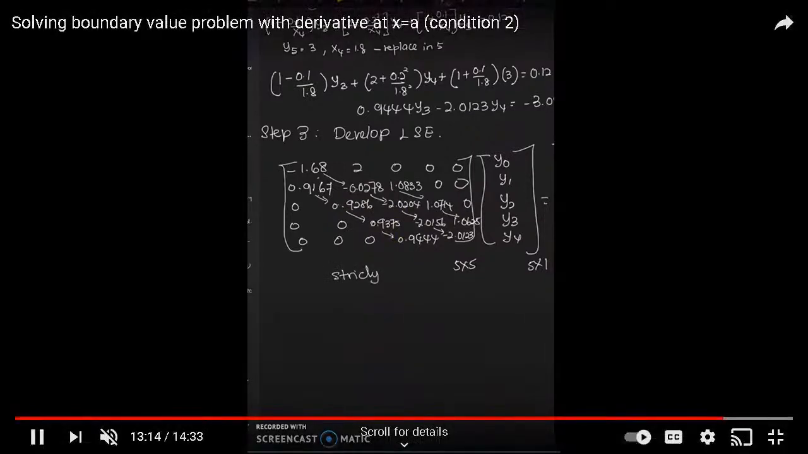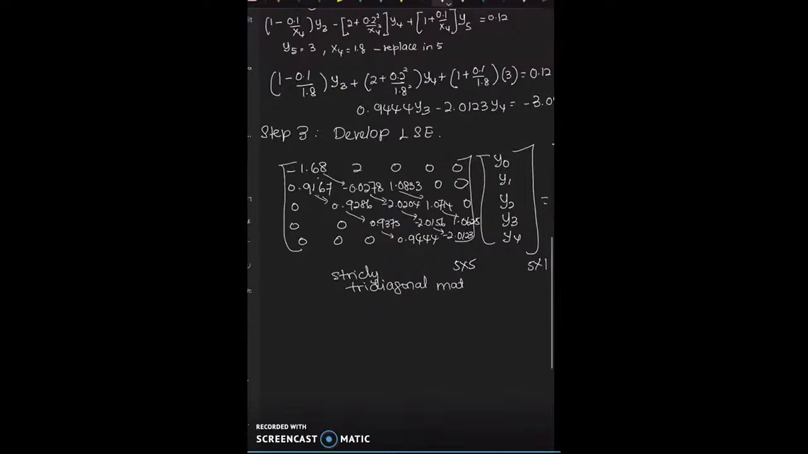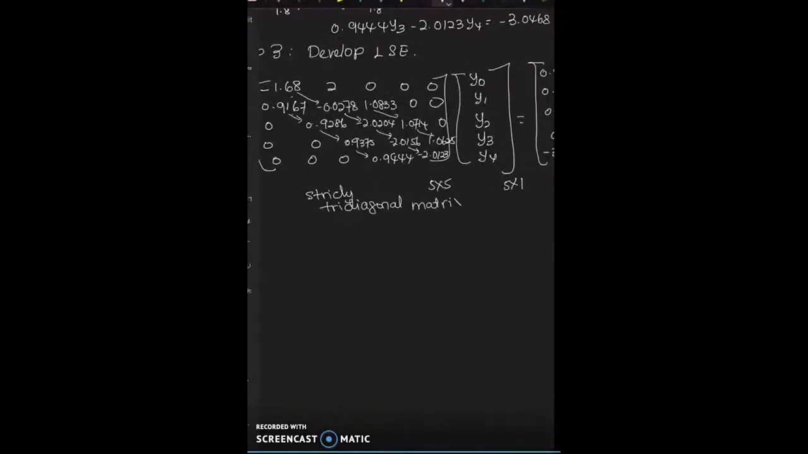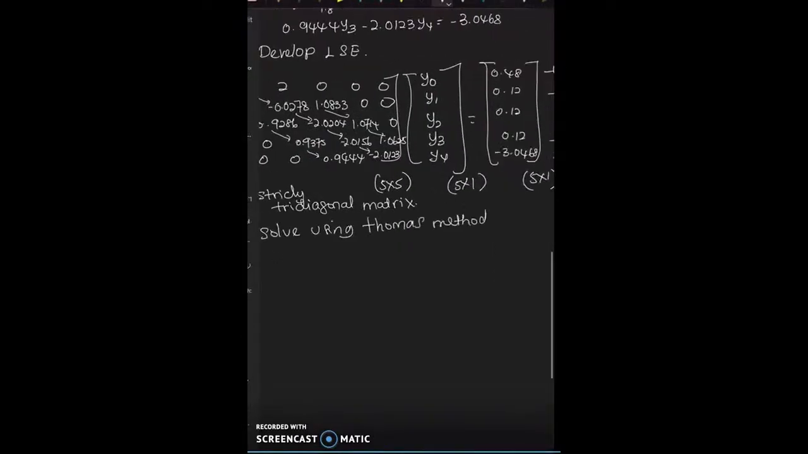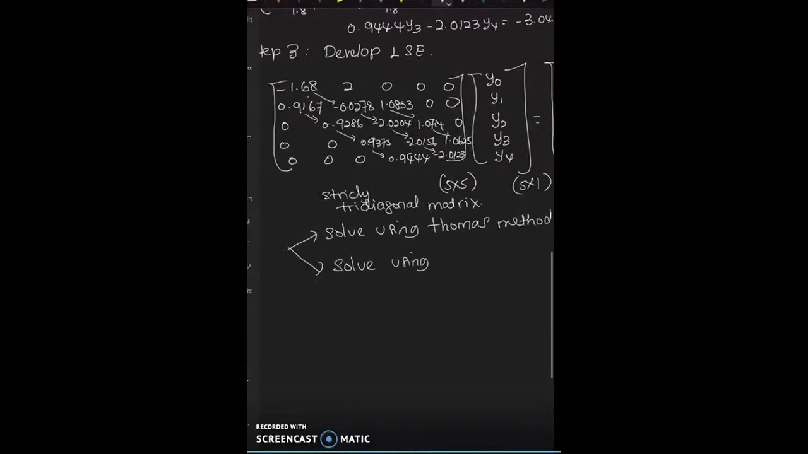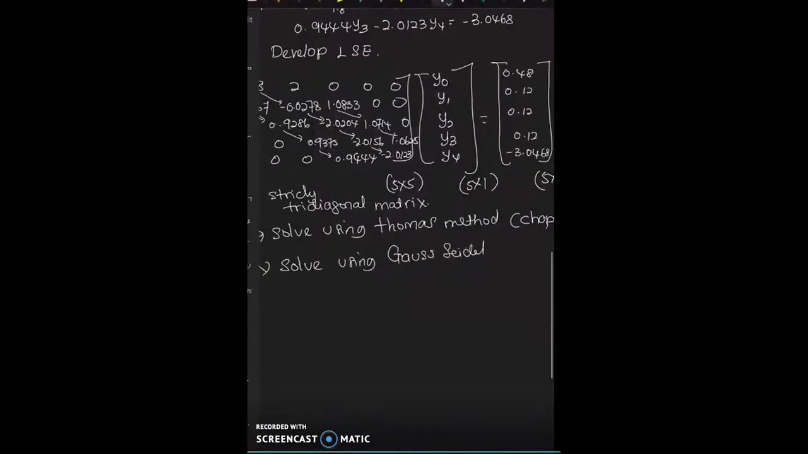We cannot solve using Gauss because it is really time-consuming to do the iteration. So you can see the matrix that you get is a strictly diagonally dominant matrix. Use the Thomas method, or you can solve using the Gauss-Seidel method. But sometimes we ask you to use Thomas or Gauss-Seidel.